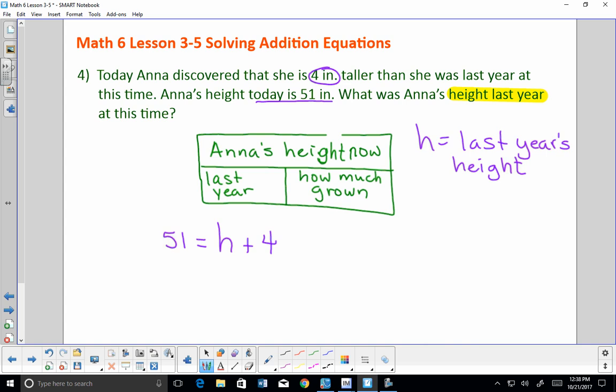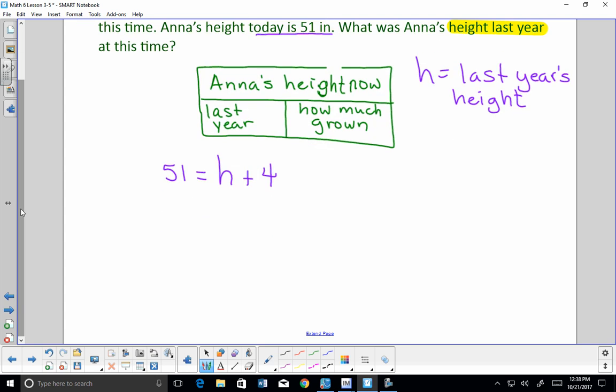So to solve this, to get h by itself, we need to subtract 4. Okay, and positive 4 and negative 4 cancel out, leaving me with h, and 51 minus 4 is 47. So Anna's height last year was 47 inches.